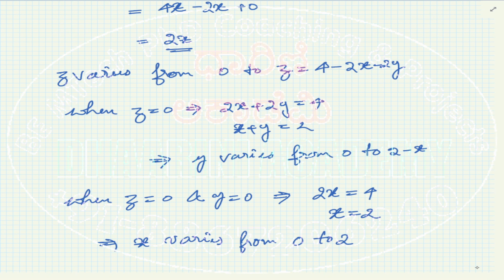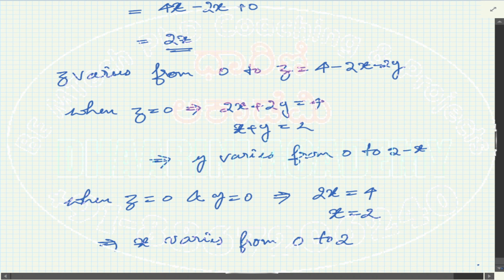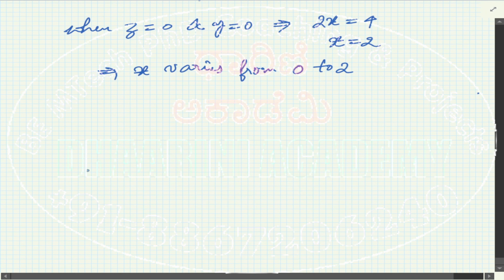So therefore, now we are supposed to perform the triple integration. This implies the triple integral over V of del dot F dV.